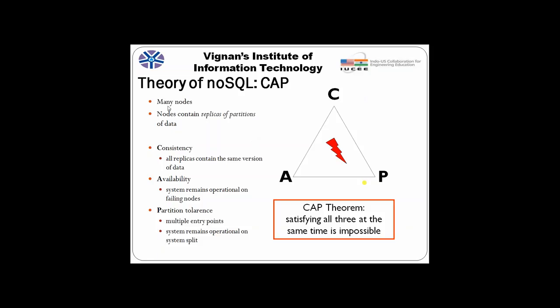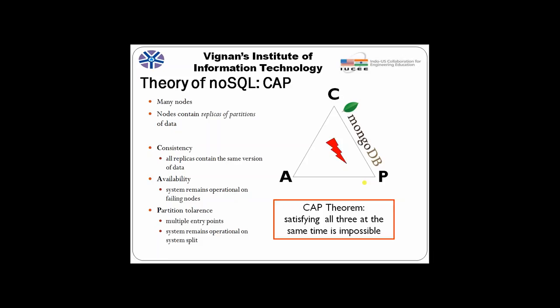CAP is on many nodes. Nodes can contain replicas of partitions of data. Consistency: all replicas contain the same version of data, which provides security. Availability: the system remains operational on failing nodes also. And partition tolerance: multiple entry points, the system remains operational when the system splits. So the theorem of NoSQL is CAP, consistency, availability, and partitions.